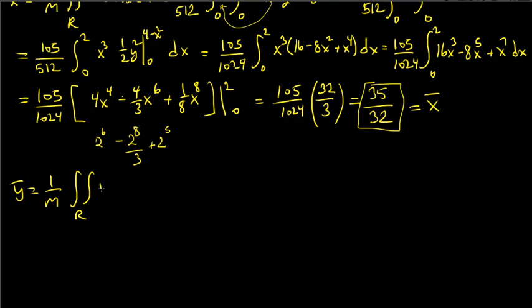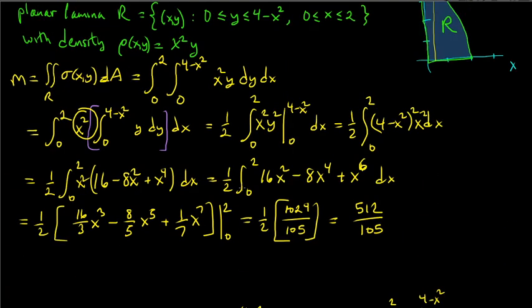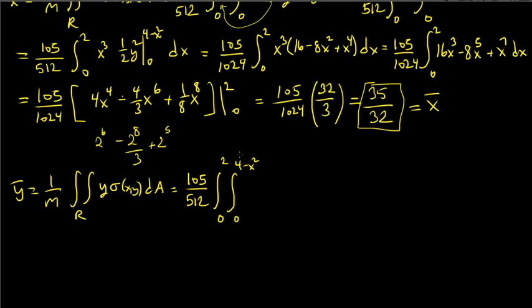This is going to be y times the density. So 1 over m is still 105 over 512. And we're still integrating from 0 to 2 for x, and then from 0 to 4 minus x squared for y. But now sigma was what? Sigma was x squared y. So I think we get x squared times y squared dy dx, right? Right. So let's see, we integrate y squared and we get 1/3 y cubed.